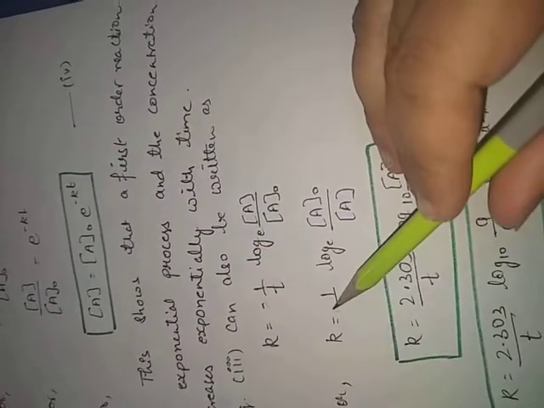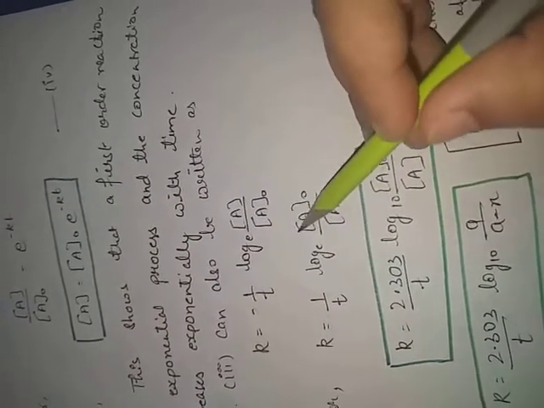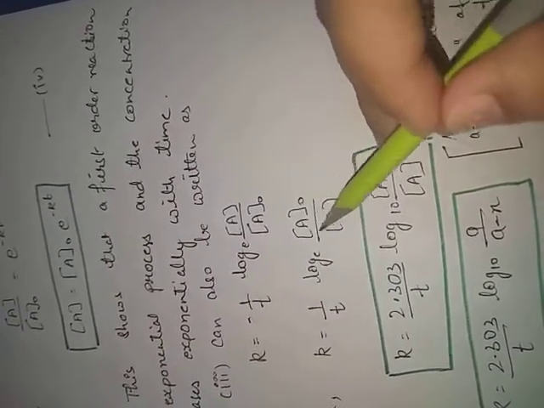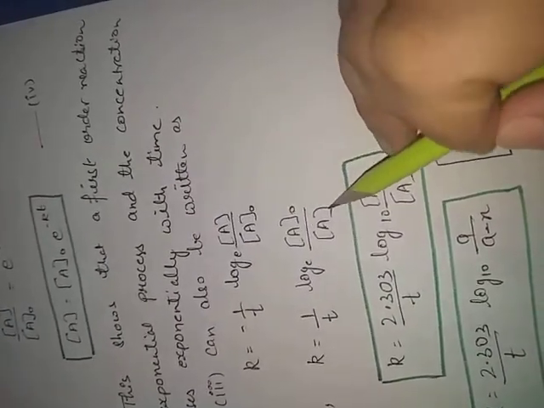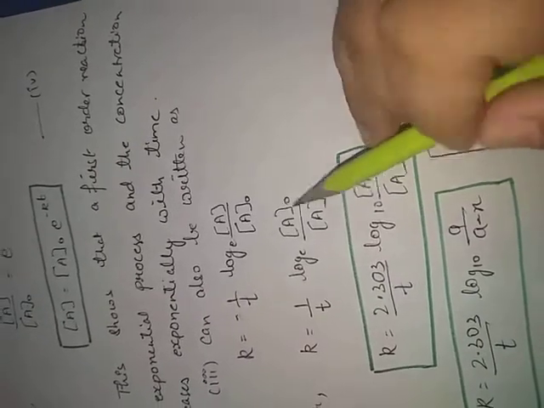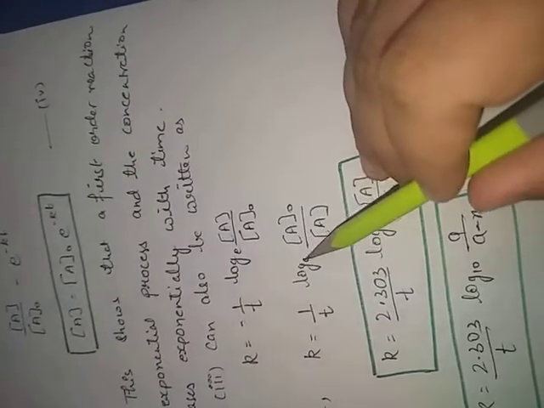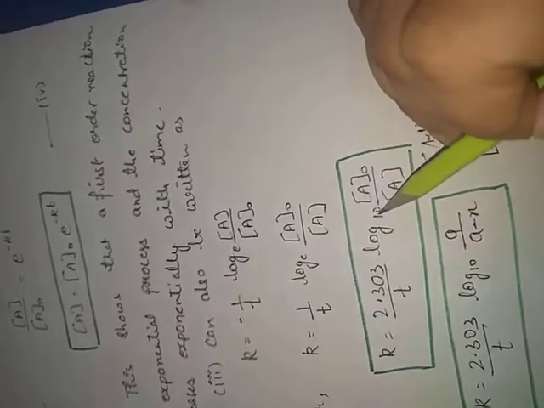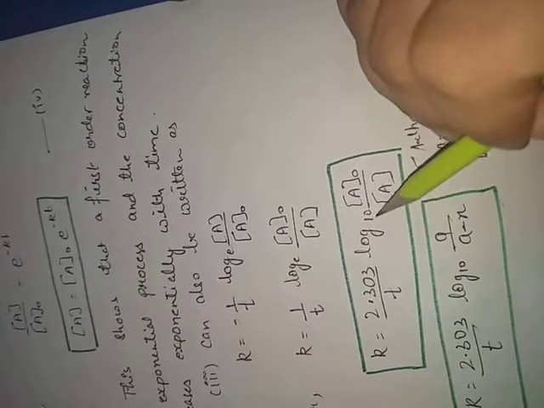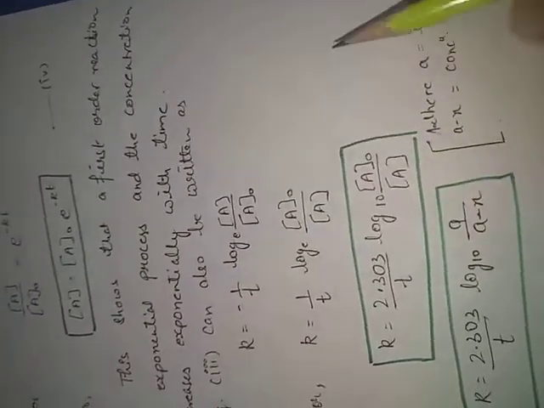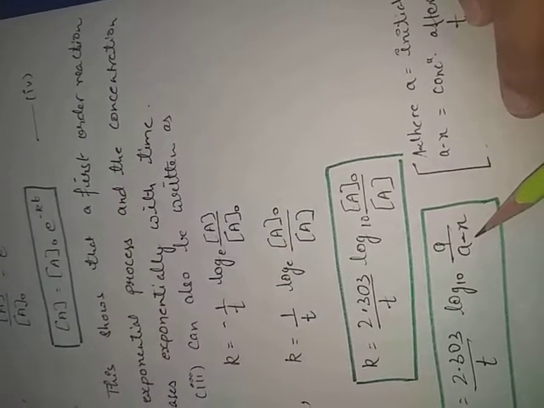Here we will remove this negative sign, and it will become 1 upon t log base e of the molar concentration A naught upon A. A naught means initial, and A means after some time the reaction has taken place. This is the initial one, and this is when the reaction has taken place. If we convert this e to base 10, it will become 2.303 upon t log base 10 A naught upon A, and A naught upon A can also be written as A upon A minus X.